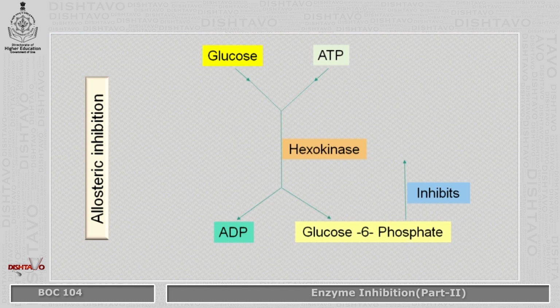And when it acts as an inhibitor, it will go and bind to the hexokinase enzyme and will not allow another glucose molecule to bind to the hexokinase so as to form the product that is glucose 6-phosphate. So over here what you can see is the product itself is acting as an inhibitor to the enzyme, and thus the substrate, that is glucose, is not converted into the product.